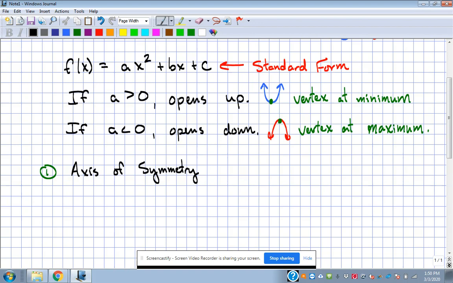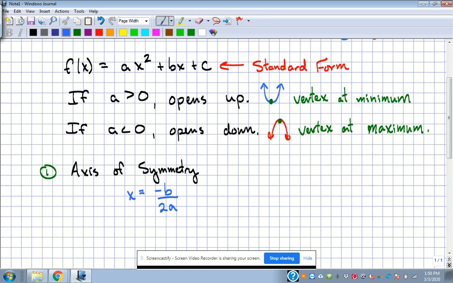All right, so the axis of symmetry is this imaginary line that goes down the center of those parabolas. It's this imaginary line that if I folded the graph right across the axis of symmetry, it matches up on each side. That's what symmetry is, matching up on each side. So the axis of symmetry, if we're in standard form, the equation of the axis of symmetry is x equals negative b over 2a.